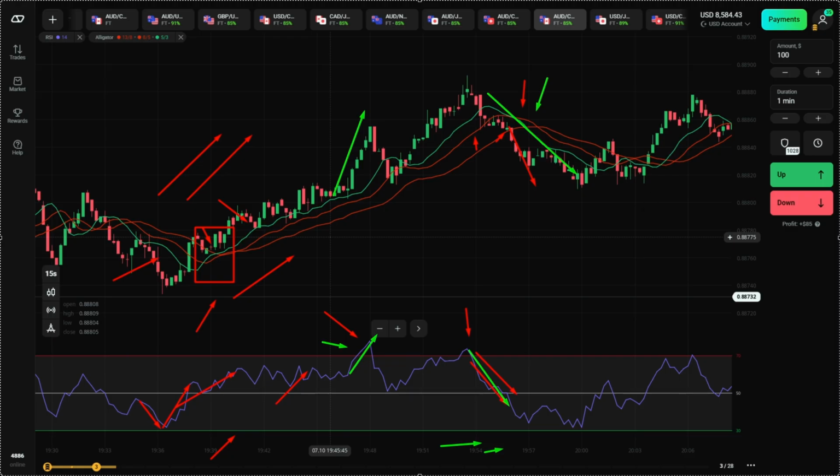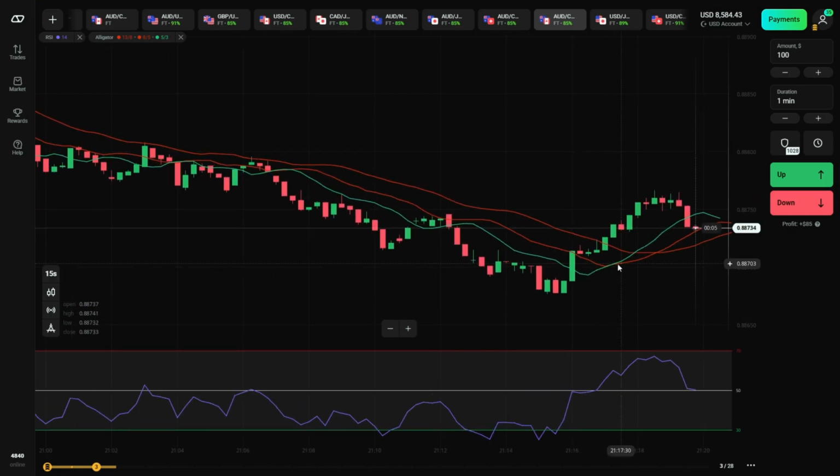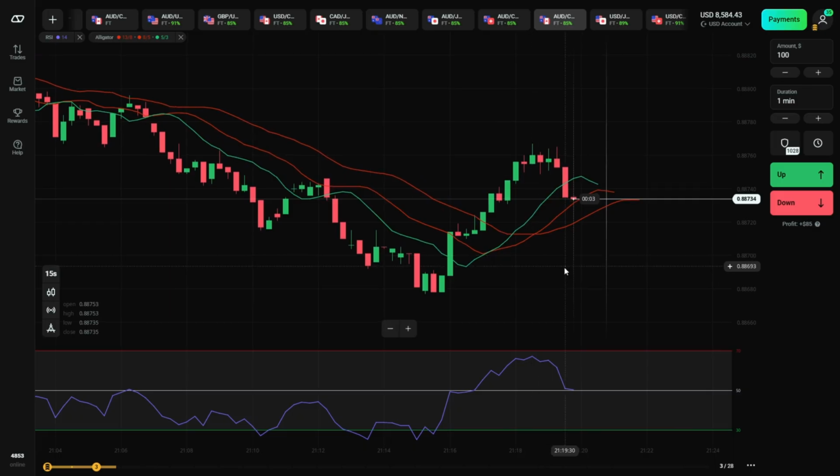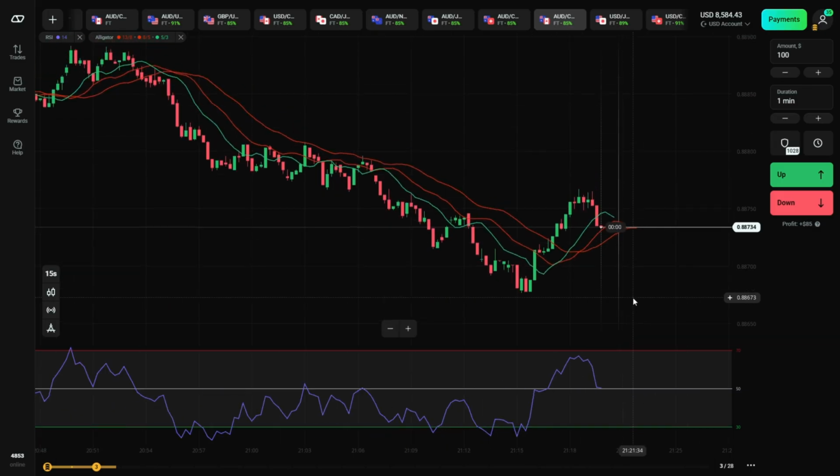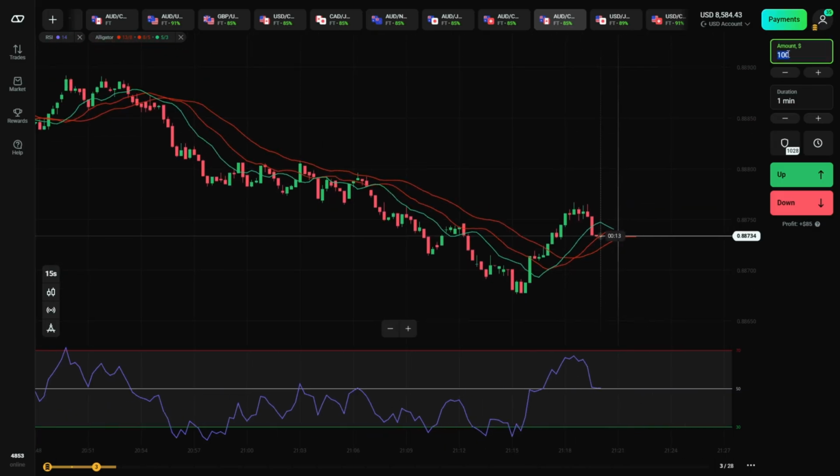That's pretty much everything. Let's try to find some trades to see what results we can get from this strategy. Let's set $100, or let's raise the amount a bit. Let's set $150 and try to find the first trade and enter it directly.